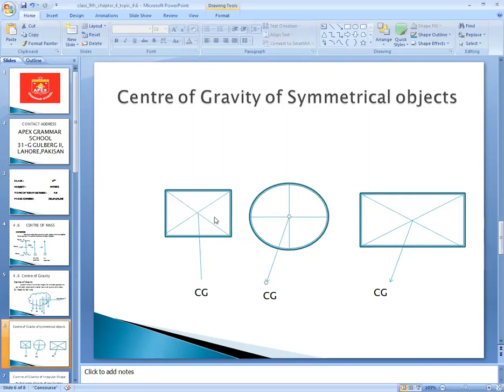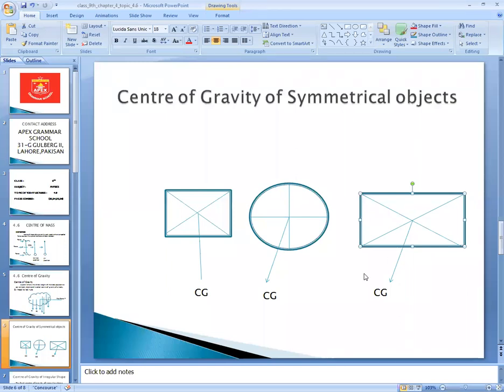But on the other hand, if you consider this one, in a square we have all sides equal. But in a rectangle, this side is equal to this side, and this side is equal to this side. Opposite sides are equal. If it is 4 centimeters, this will be 4 centimeters.